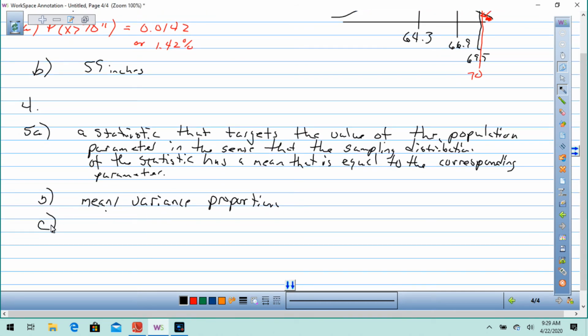C. Determine whether the following statement is true or false. The sample standard deviation is a biased estimator, but the bias is relatively small in large samples, so S is often used to estimate sigma. Very true. And like I said, it's mostly because you're taking the square root of the variance.